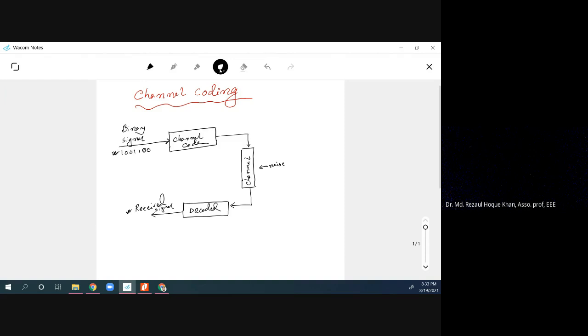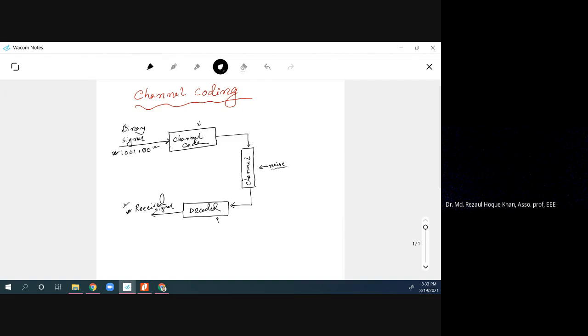So the message signal which will be transmitted through a noisy channel, the message gets corrupted. So in that case, we will in advance add a channel code in the system so that the error can be detected or corrected, so that we receive the correct message here.